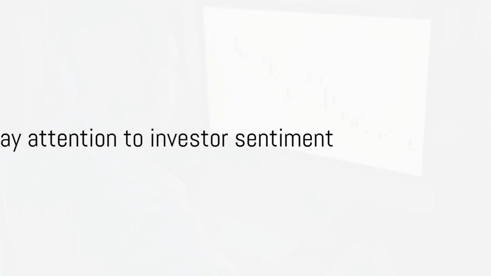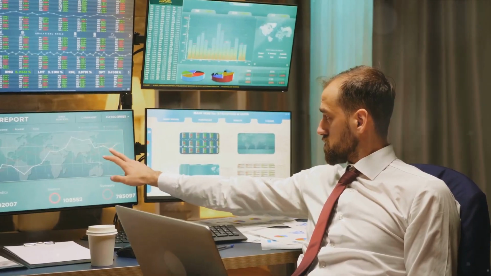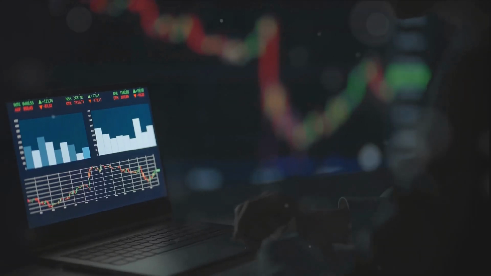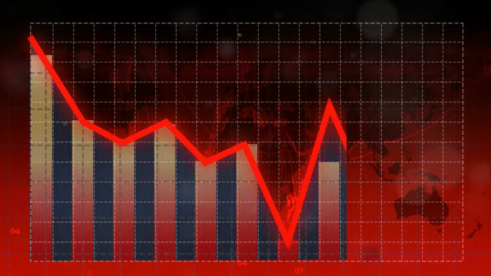Lastly, pay attention to investor sentiment. When investors start to panic and sell off their investments, it can lead to a bear market. A shift from optimism to widespread pessimism among investors can often signal the start of a bear market.